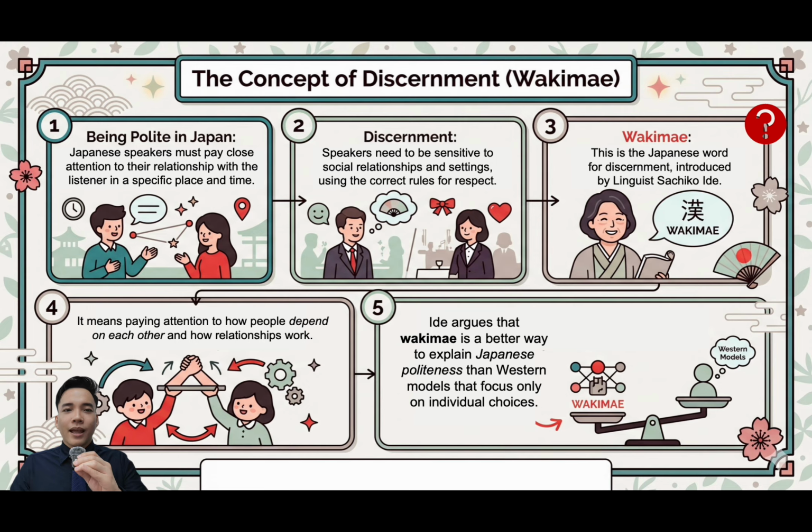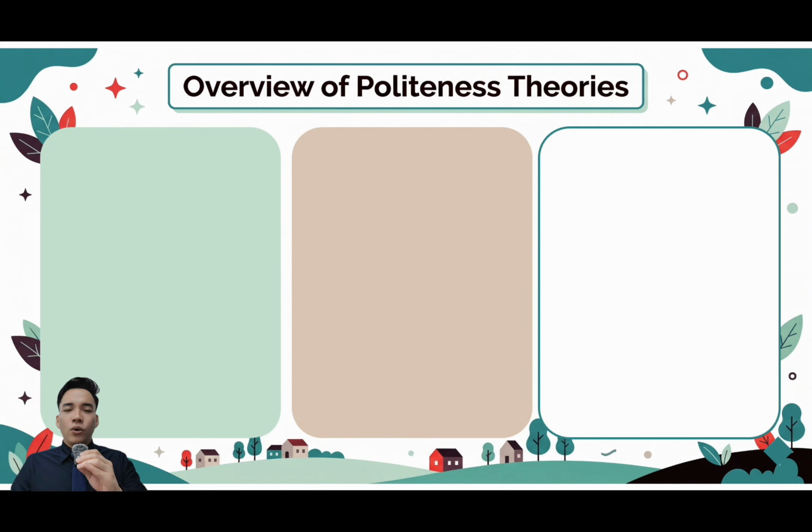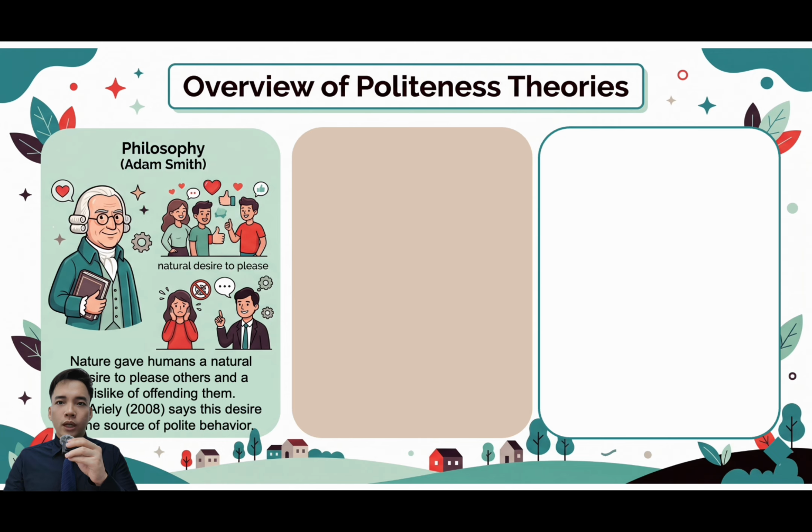Now, let's look at an overview of politeness theory. There are three important approaches on this slide. The first one is the philosophical view connected to Adam Smith. Adam Smith believed that nature gave humans a natural desire to please others and a dislike of offending them. Later, Dan Ariely in 2008 said that this desire is the source of polite behavior. So from this view, people are polite because they naturally want to please others and they do not want to offend people.